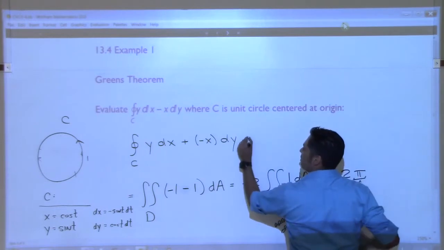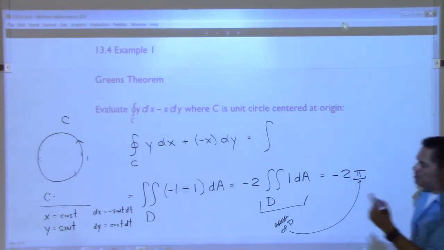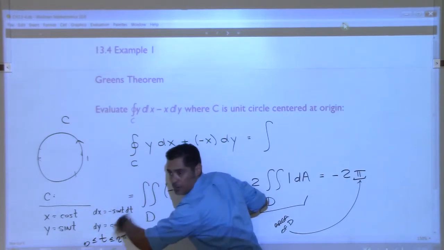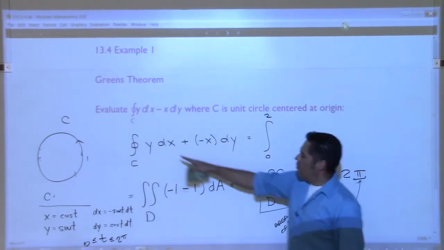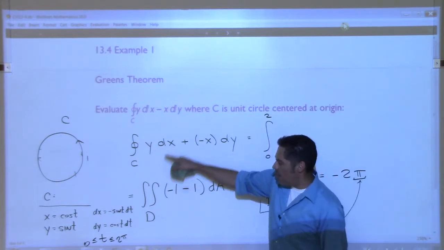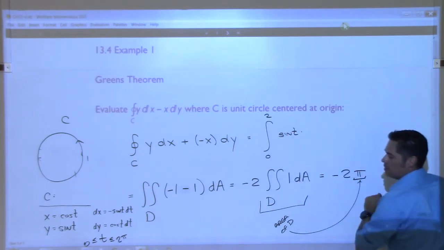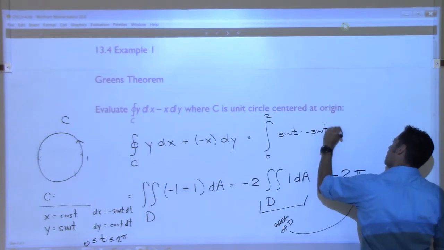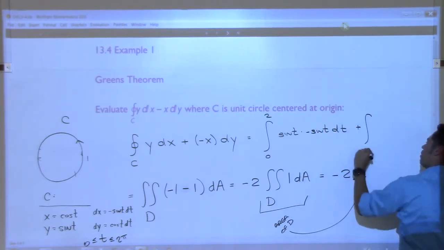Let's see what this would become. Integral from where to where? 0 to 2 pi. I didn't put that here. I felt like it was kind of understood. Was that understood? That t would have to go from 0 to 2 pi? Okay, so we're going to go from 0 to 2 pi. Then we're going to do y dx. So y is sine t times dx, which is negative sine t dt, right? Plus the integral from 0 to 2 pi.